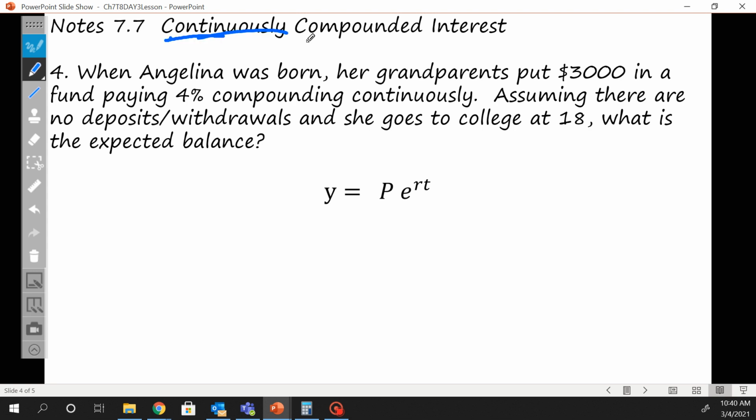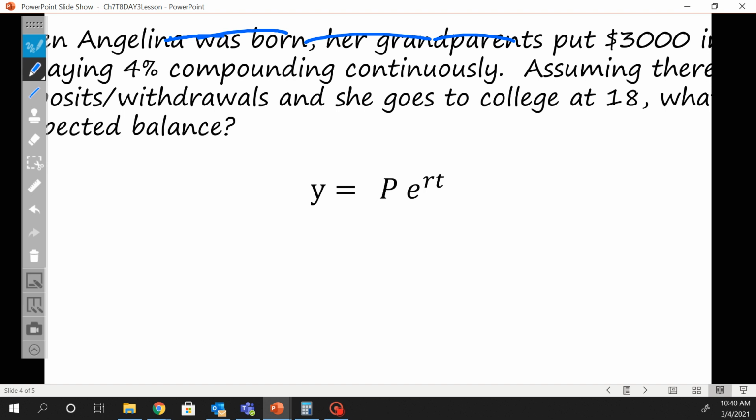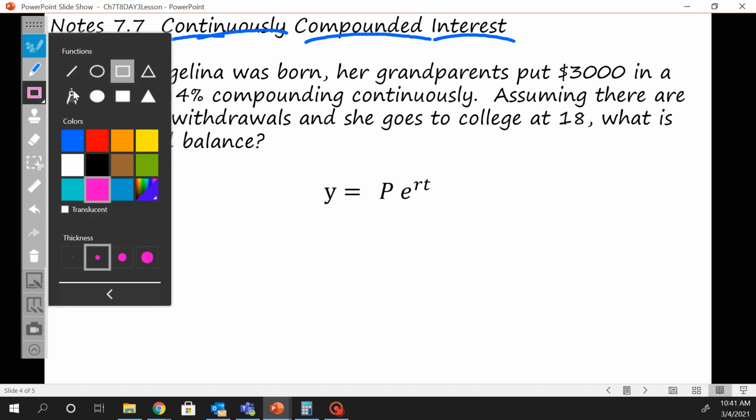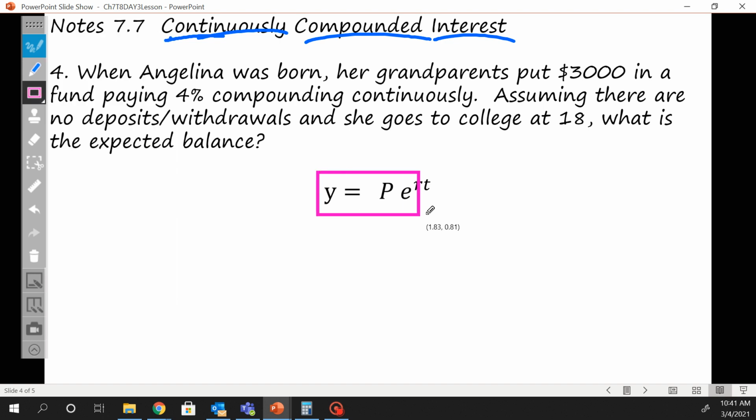Commonly, continuously compounded interest. This would be interest that doesn't accrue monthly or yearly, but it accrues nonstop. Interest that's always occurring, every second of every day. Sounds worse than it is. It's really not that bad. But the equation that you use for continuously compounded interest is right here. Y equals P times e to the r times t power.